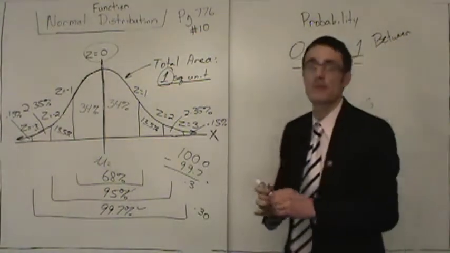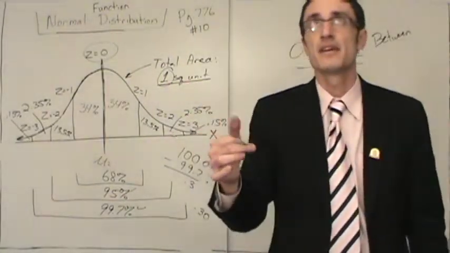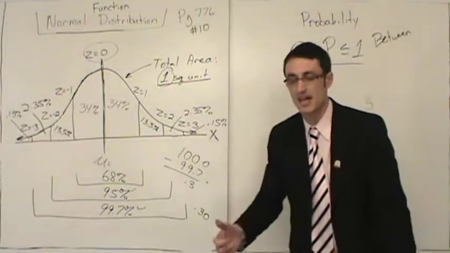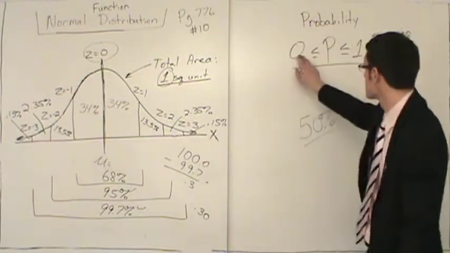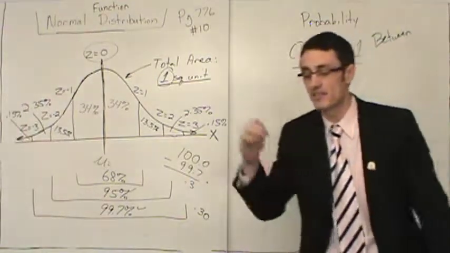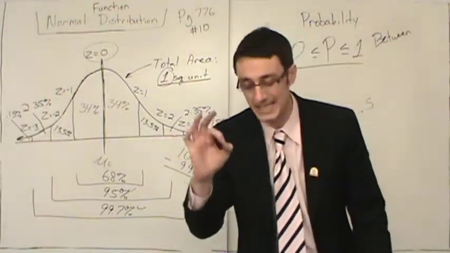So again, what is the probability if you flip a coin? What is the probability of flipping heads? Okay, we don't say 50%. That's not probability. Percentage is a description of probability. Probability is a value between 0 and 1. So you say probability of flipping a heads would be 0.5.